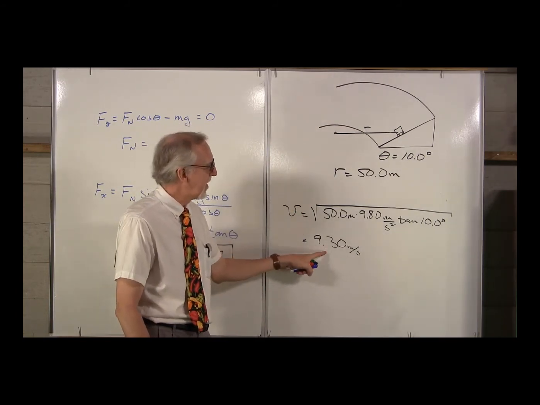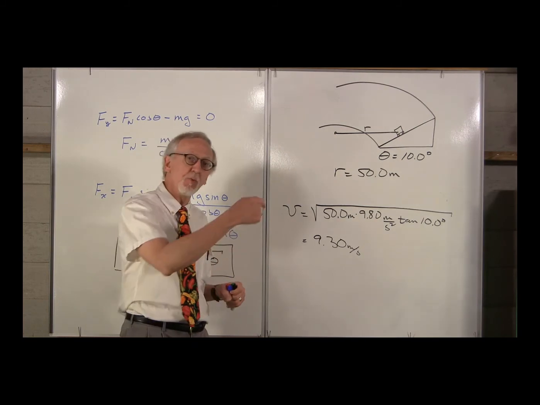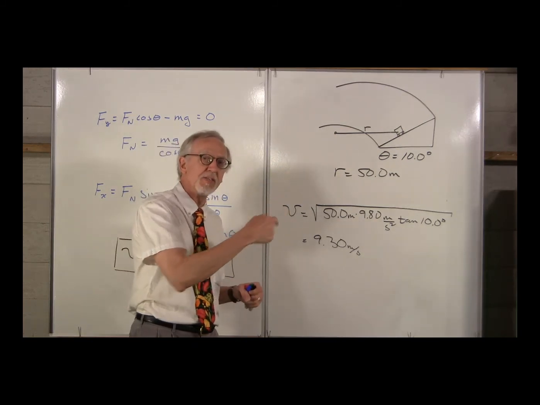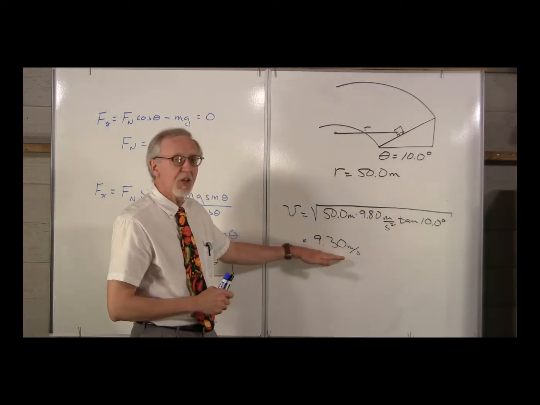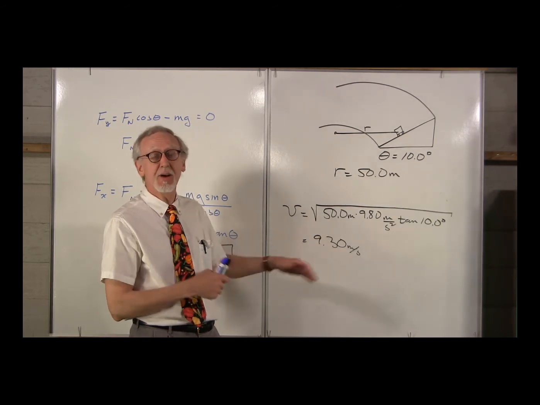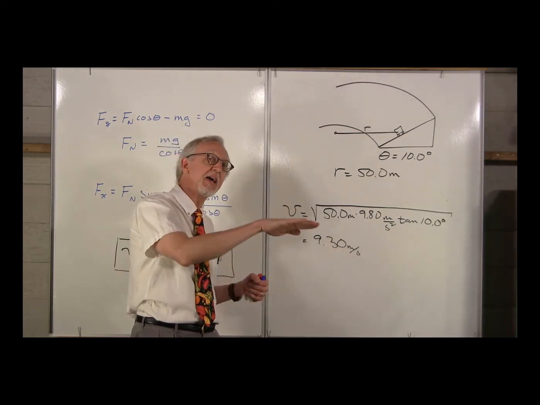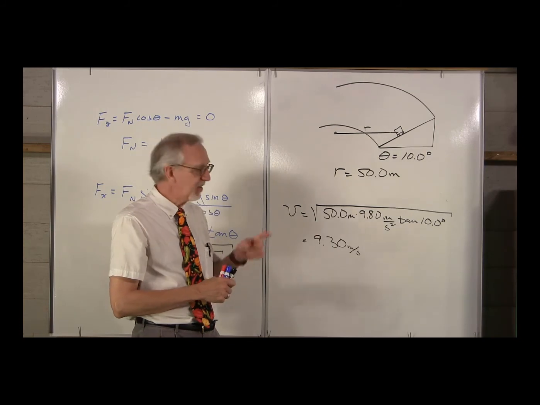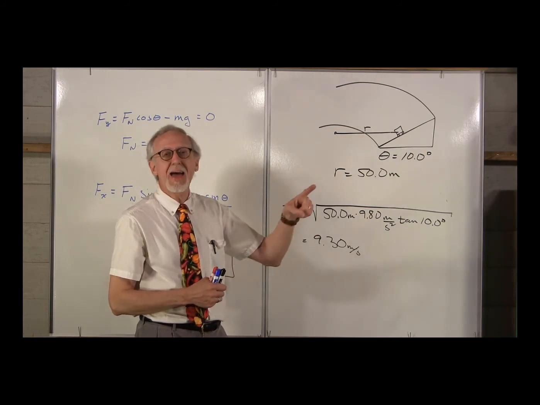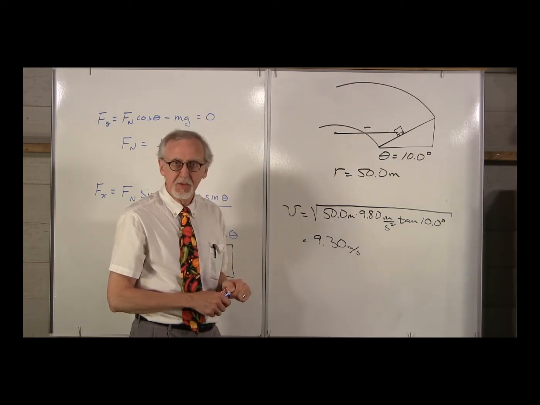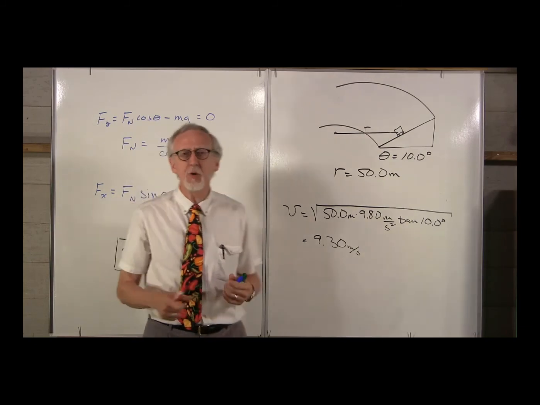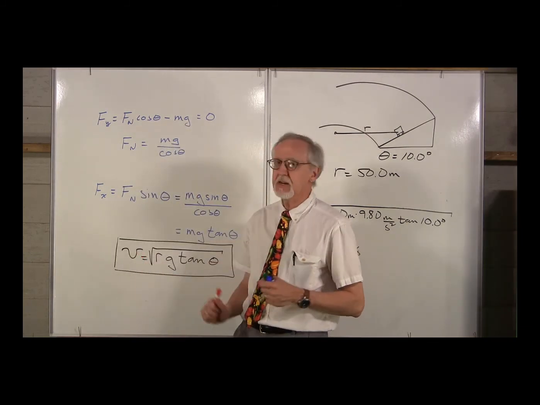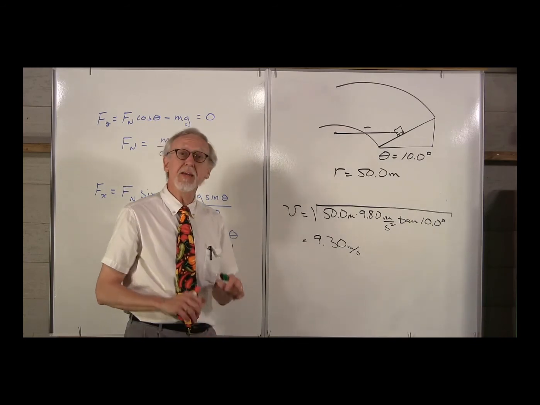If you are going faster than this speed, that friction will actually be pushing you toward the center. If you go slower than that speed, your car would actually have a tendency to slide down the road. So in that case, the friction is actually pushing you back up the incline. So, very, very interesting result. If you are going at just the right speed around a banked curve, you don't need any friction.